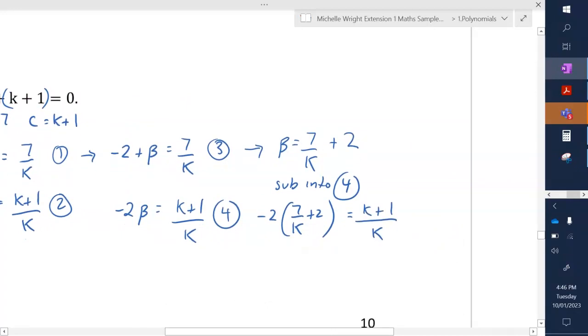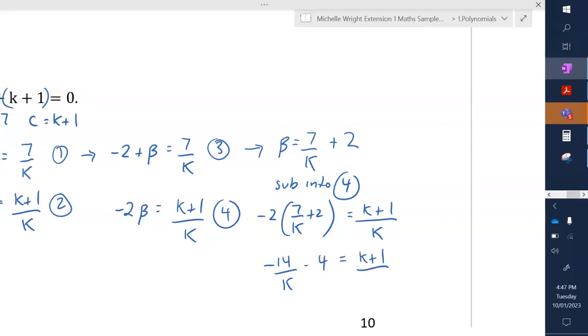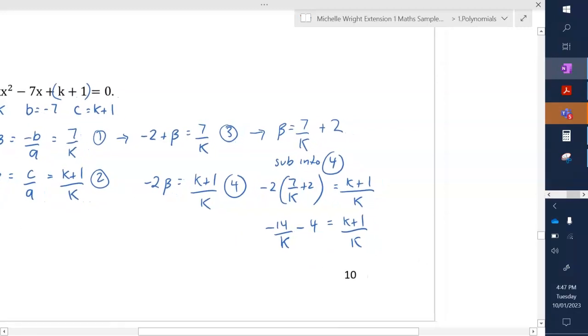And now we're going to neaten that up a little bit. So let's expand this side here. We're going to have minus 14 over k minus 4 is equal to k plus 1 over k. Okay, so we have not gotten too far here, but we are down to one variable. So we can neaten this up quite a bit. Now have a think about what you would do here.